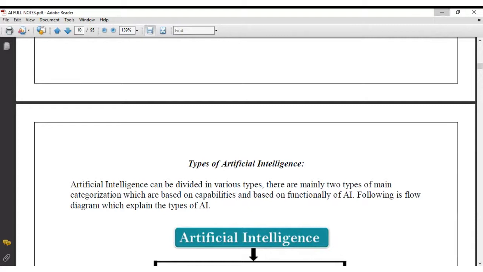Okay, thank you. I have understood. All right. So top down, bottom up. All right. So types of artificial intelligence. Here we are back to these notes.